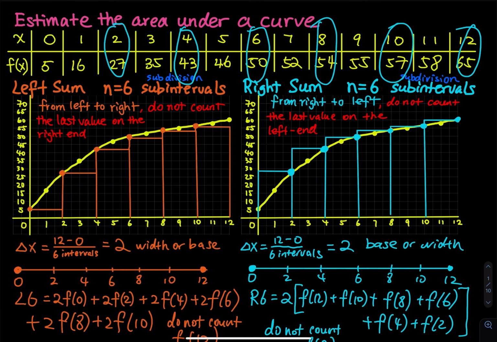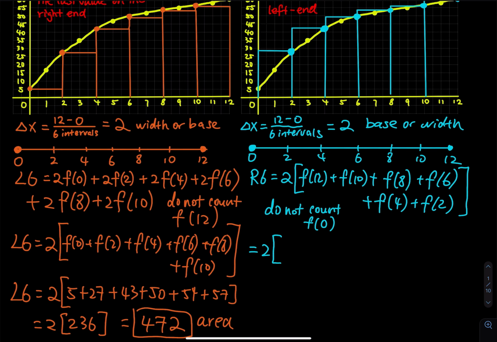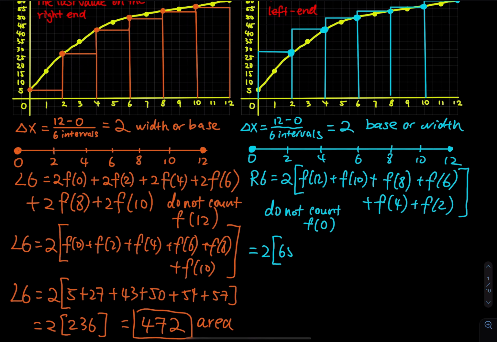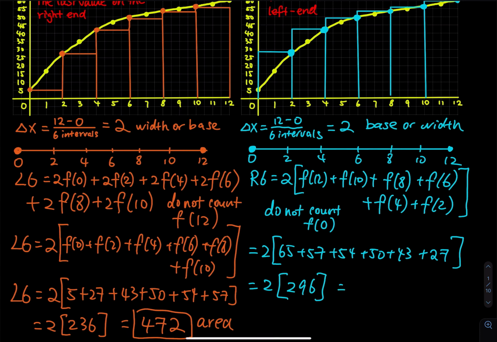All right, you got that? So let's get rid of this circle, otherwise the notes will look very messy. And then I will just bring this down. So we have 65, 57, 54, 50, 43, and 27. So 2 times, add them up, that is 296, and then you multiply, the area is equal to 952.